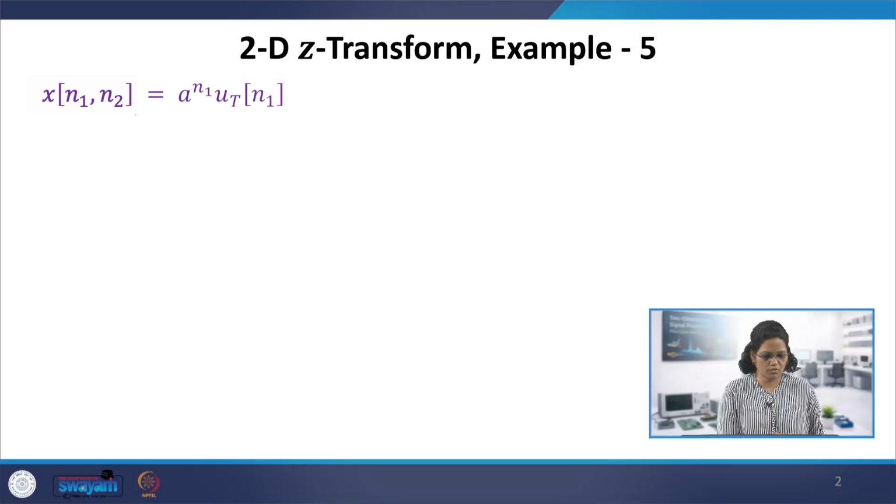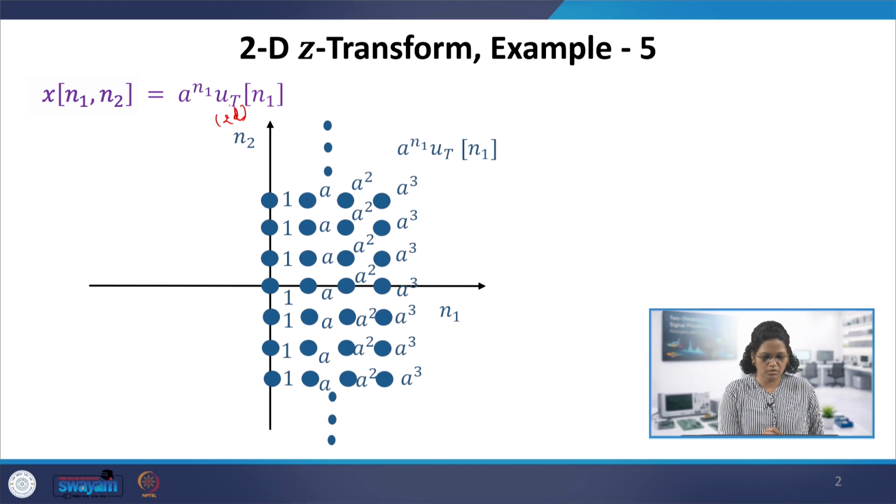The sequence is x of n1 comma n2. Suppose we take the 2D sequence a power n1 u of n1. So this is a sequence, and u can be 2D as well. Here it is representing this 2D n1, in which n1 is greater than or equal to 0, this sequence will be 1. So we take this u of n1 as the sequence where n1 is greater than or equal to 0, and n2 can take both values, that is negative and positive.